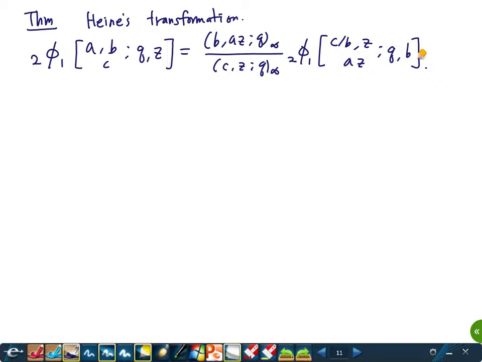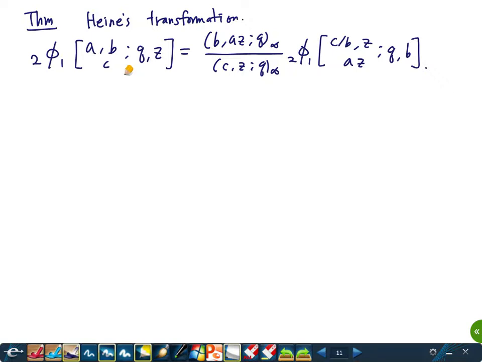It's not a summation formula. Usually summation formula means sum equals just one thing. But this is sum equals sum. So it changes a 2 phi 1 into a different 2 phi 1. So maybe you don't have a summation formula for this one in your list, but maybe the other one may have. So it may be useful to change this into a different one.